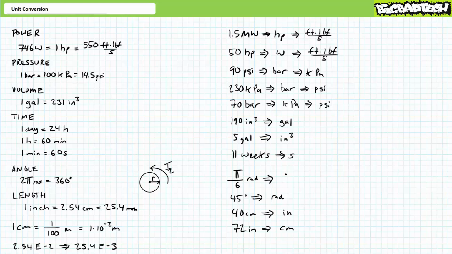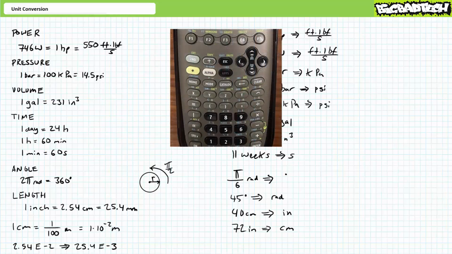Long story short, pi is just a number. 3.1415, blah, blah, blah, and 2 pi is roughly 6.28. Don't get confused by the fancy pi symbol. It's just a number. To get the most accurate conversion, remember to use the most complete representation of pi available in your calculator by using the second pi key.